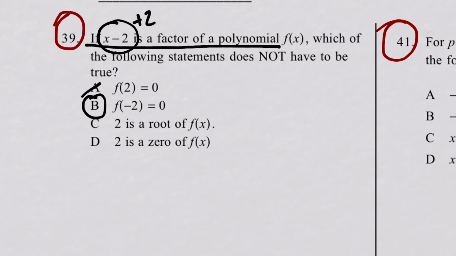Okay. 2 is a root of f of x. Well, if 2 is what I get from x minus 2, that means that when I plug in 2, I get 0. So it's called a root. And it's also called a zero. Both A, C, and D have to be true. They are all true. B is the only one that could be true, but we're not sure if it is or not. Okay. So the question is, which of the following does not have to be true? The only one is B.